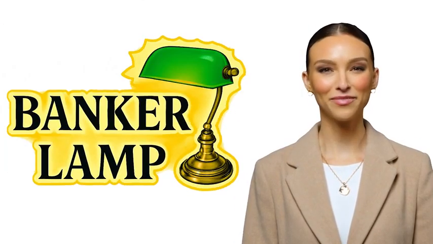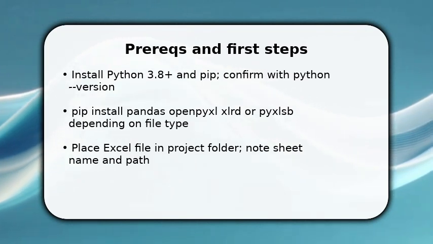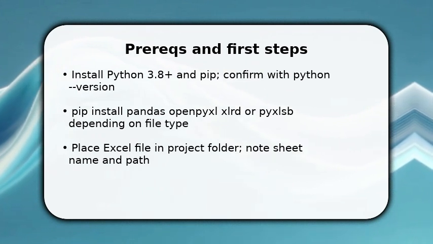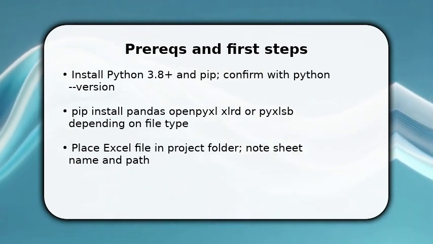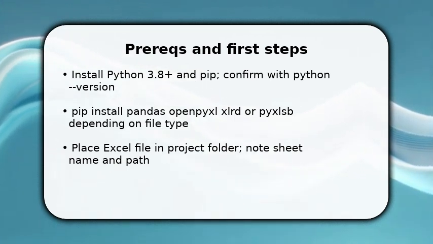Please enjoy the video. You start by confirming Python and pip are installed because everything else depends on that. Once done, install Pandas plus a reader: openpyxl for XLSX, xlrd for older XLS, or pyxlsb for XLSB.